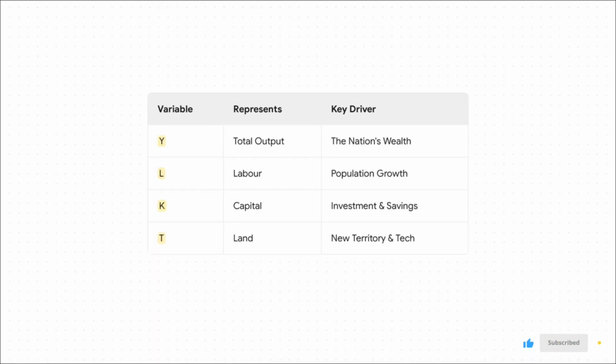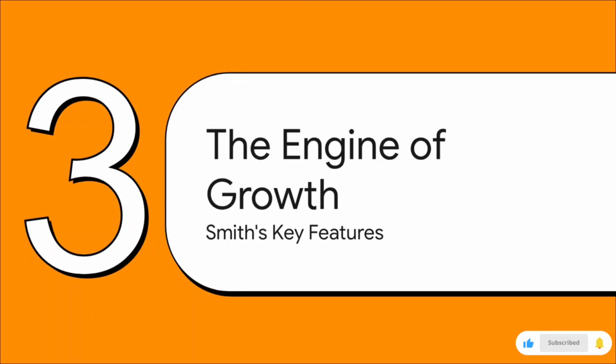So what do those letters actually stand for? Well, this formula breaks down into real-world stuff. Y is the total output, basically the nation's wealth. And what drives it? Well, three things. L is for labor, which grows as the population grows. K is for capital, and that comes from savings and investment. And finally, T is for land, which for Smith meant not just physical land, but also natural resources and even technology.